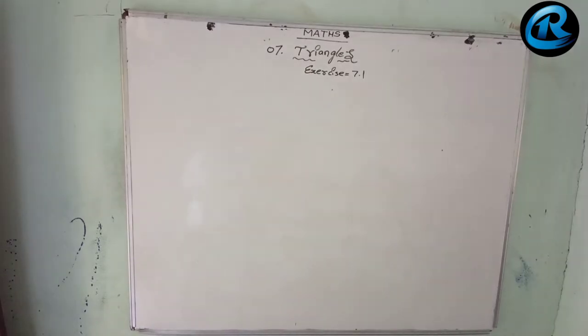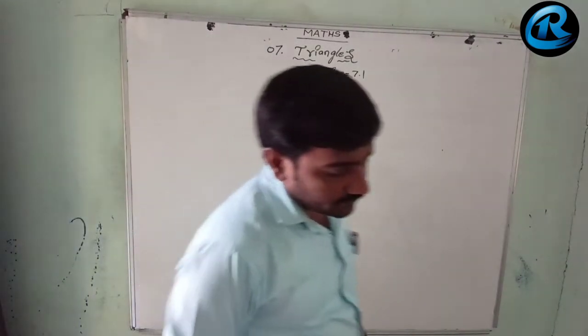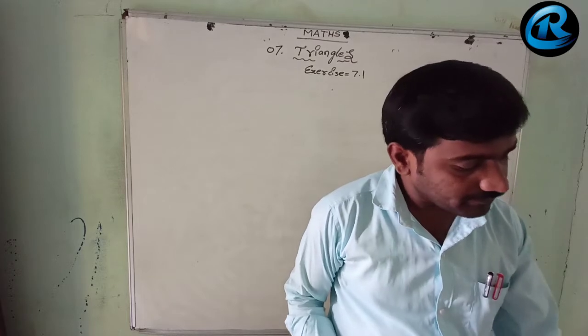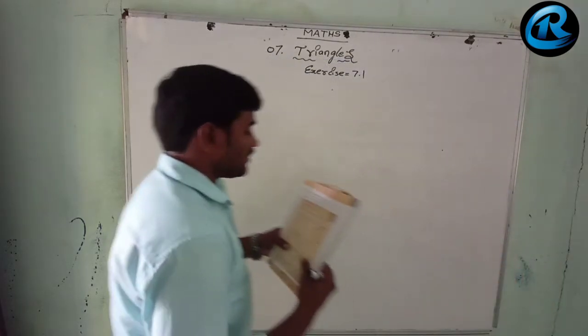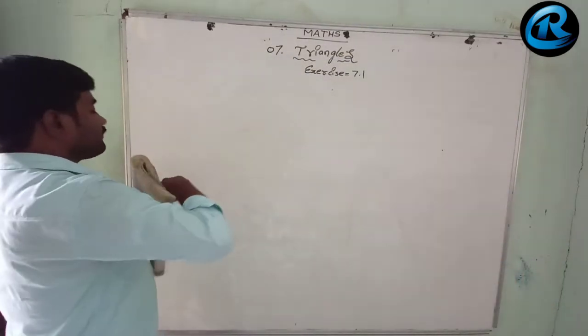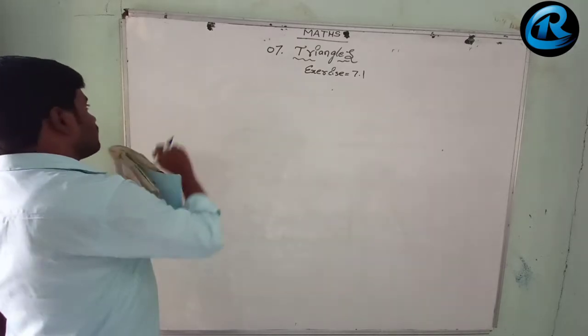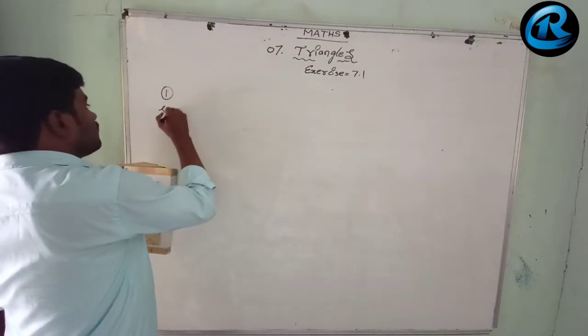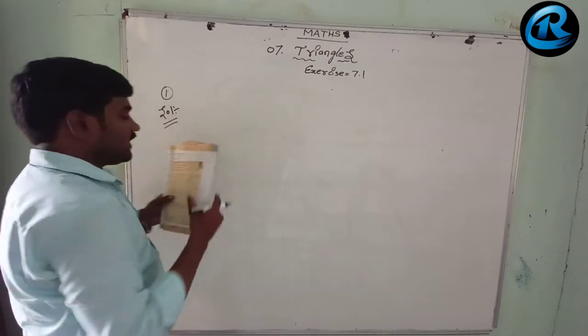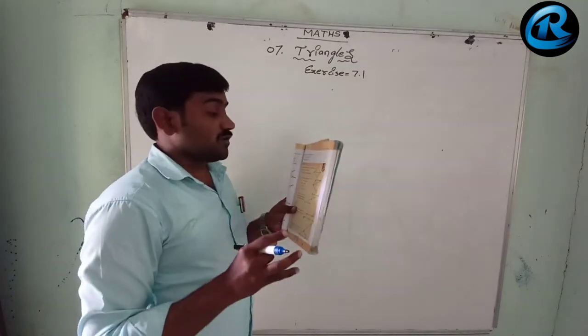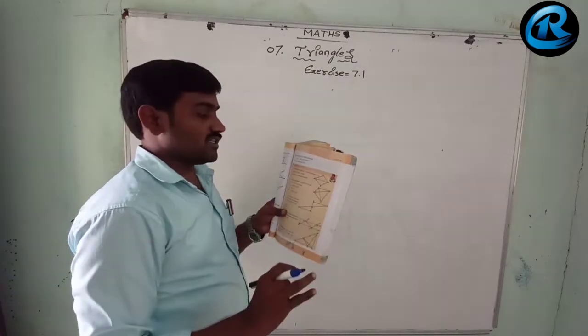Now these are the 7.1 exercise problems. See, there is the first question. For every question there will be a diagram. I will explain the diagram while reading the question itself.